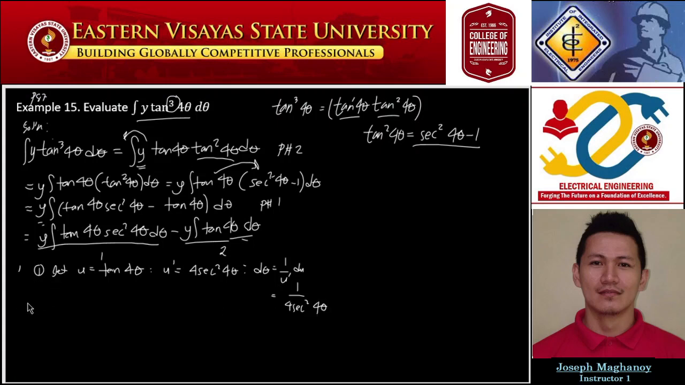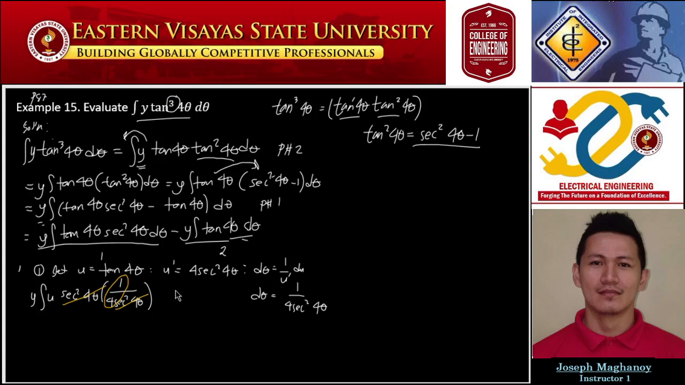Okay, so we can rewrite our function. We have y integral. So our tangent 4 theta, we replace it with our u. Then copy the remaining secant squared 4 theta. And our d theta, we replace it with our correction factor, 1 over 4 secant squared 4 theta. So now, we can cancel some common terms here. Secant squared 4 theta, secant squared 4 theta. So we have a remaining of 1/4 real number.